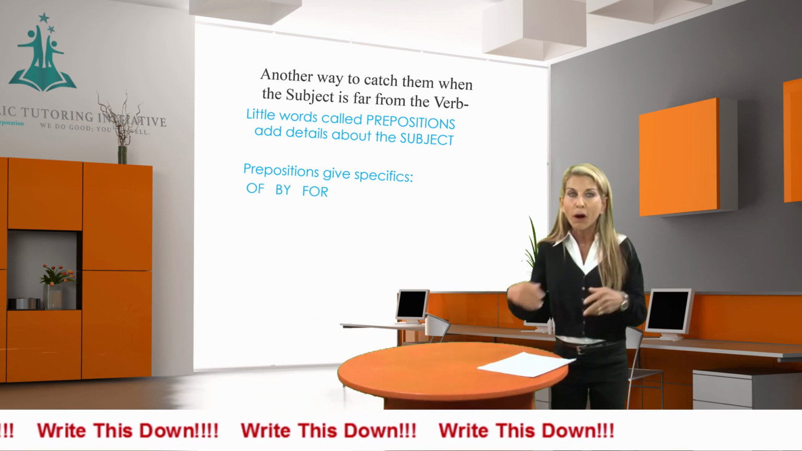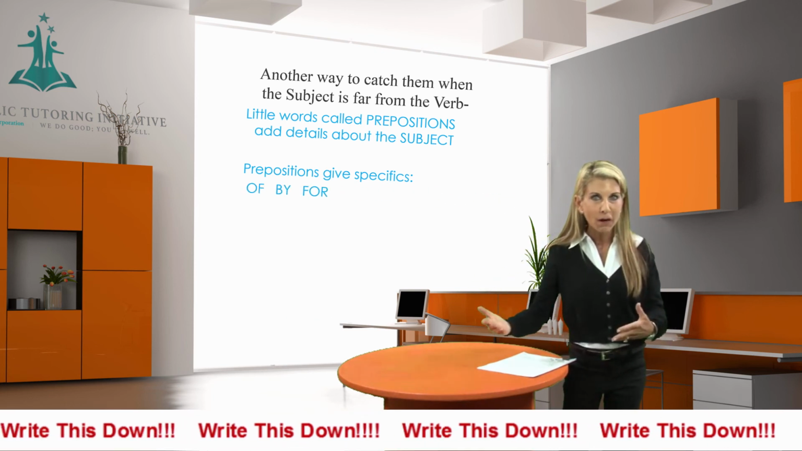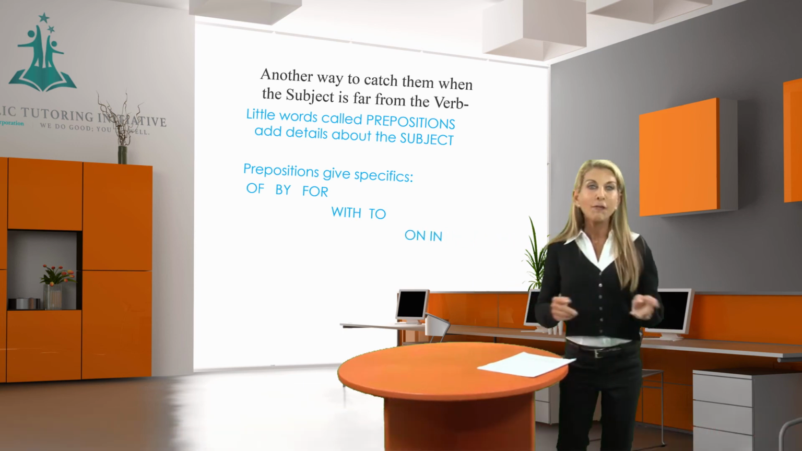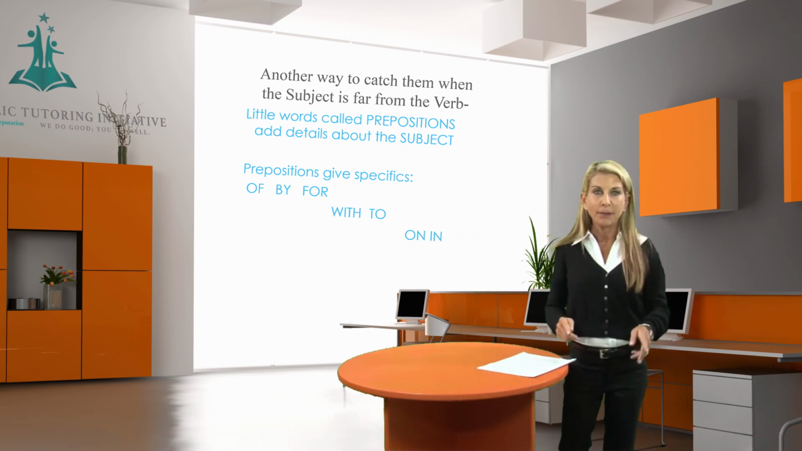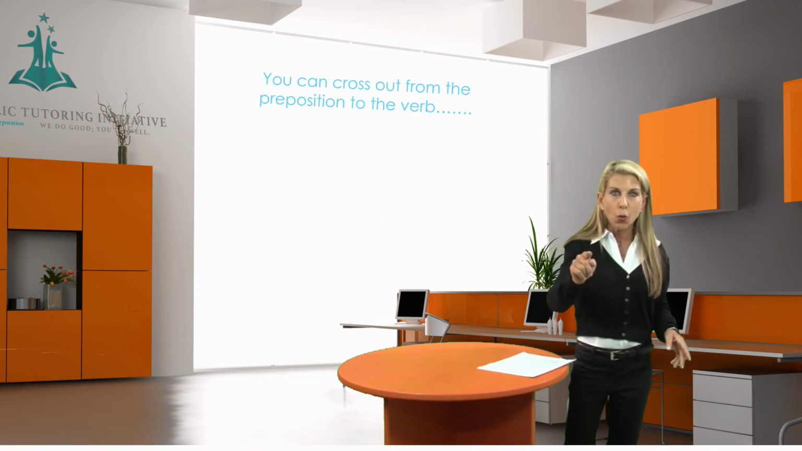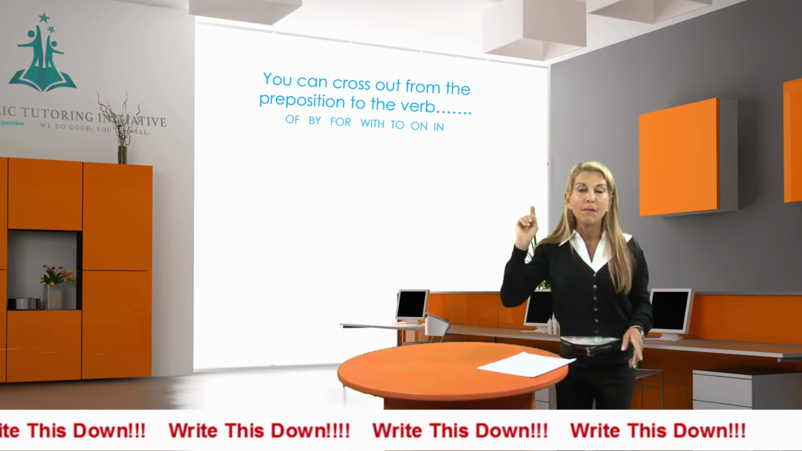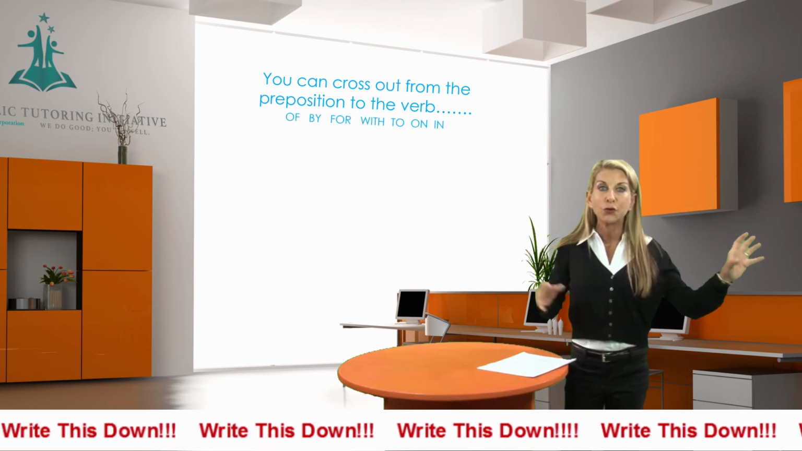Of, by, for, with, to, on, in. Of, by, for, with, to, on, in. Okay, if you see one of these words, you cross it out and everything else up to the verb, and you will have a much easier time figuring out the true subject of the sentence.